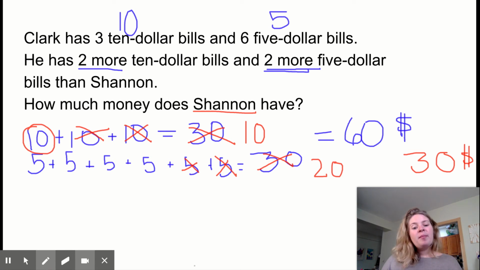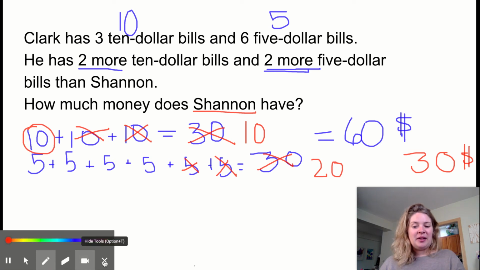Again, the way my brain worked was I wanted to lay out the way that Clark had, and then I wanted to take away from what Clark had because Clark has more than Shannon. Ready to try another one?